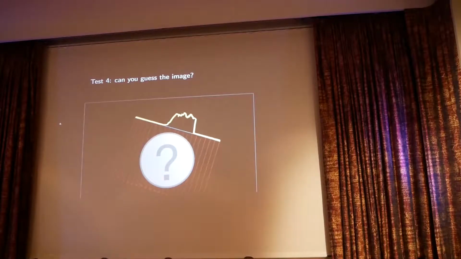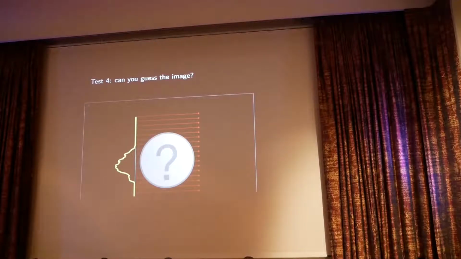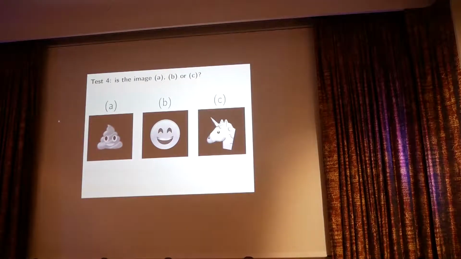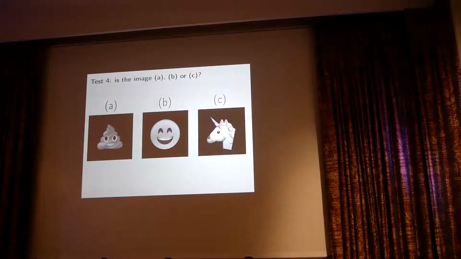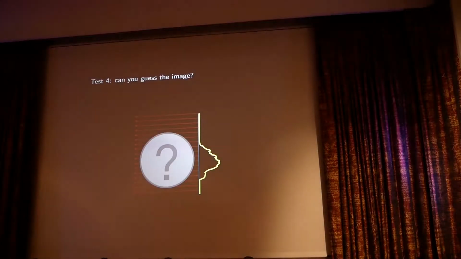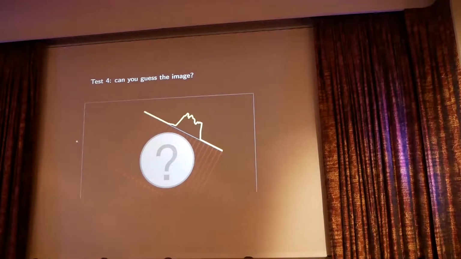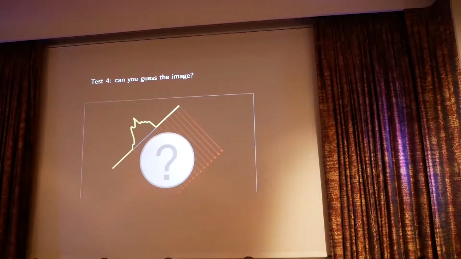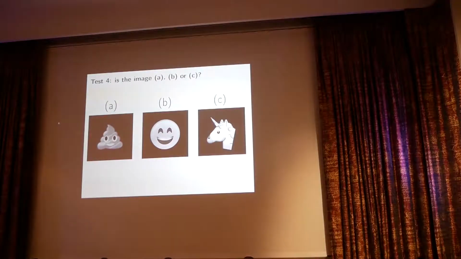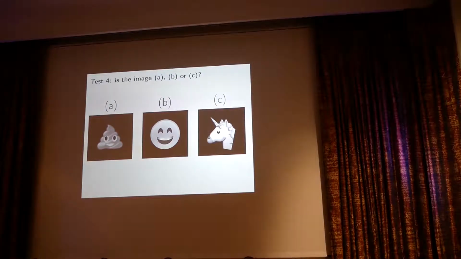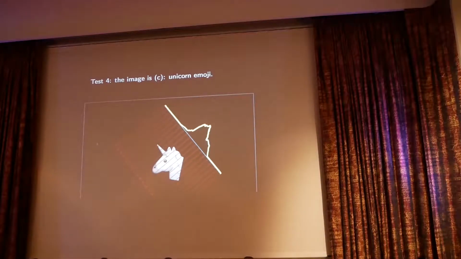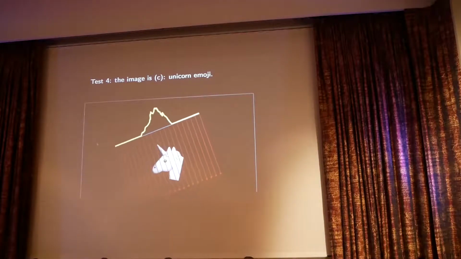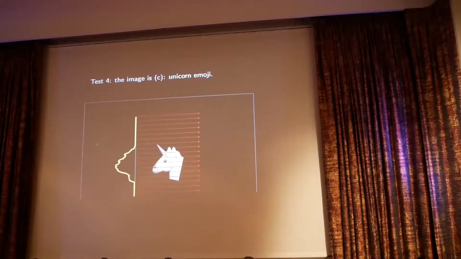This one is not anymore even just purely white. This is a grayscale image. And which one is it? Which emoji is it? Let me show you again. A, B, C. Okay, C it is. And this time it's really a grayscale image, as you can see.